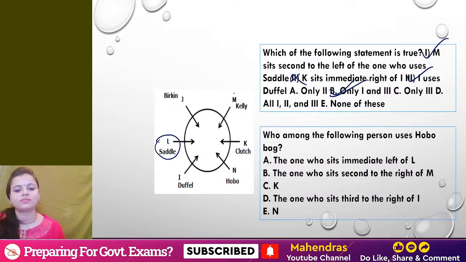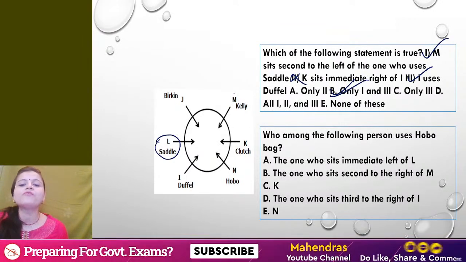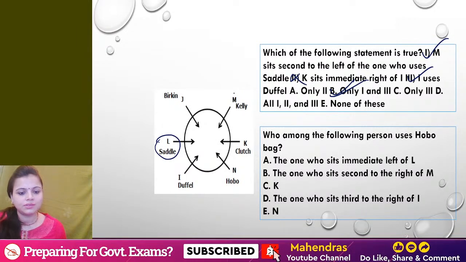Means option B. Who among the following persons uses the hobo bag? Your answer is E, N. So the answer will be B and E.